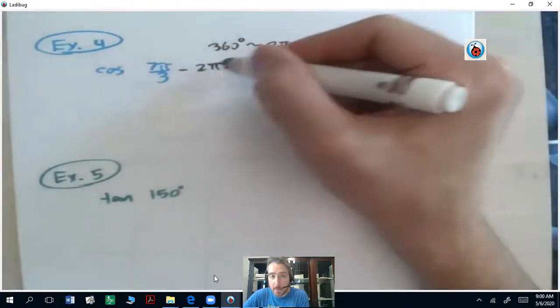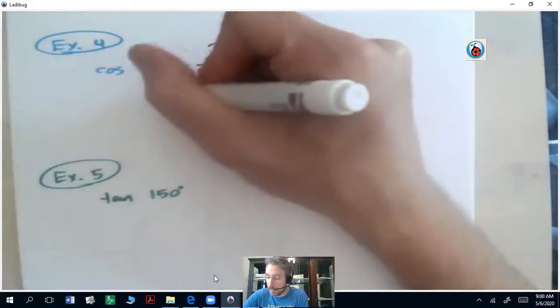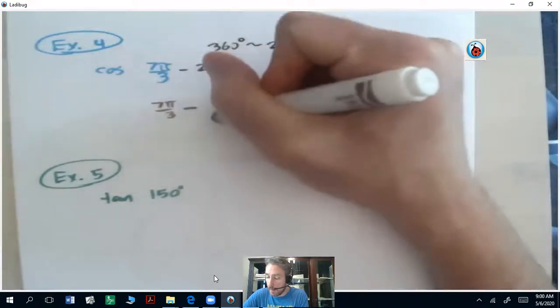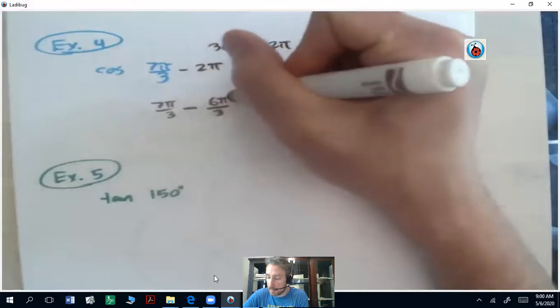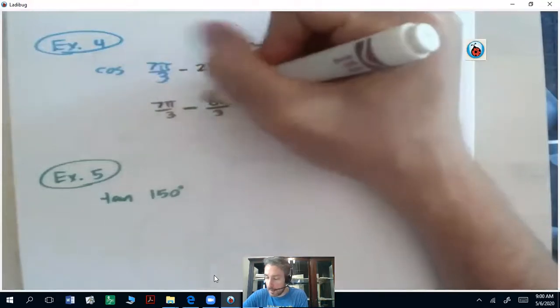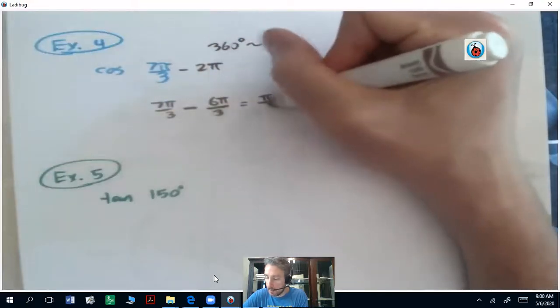Well, to subtract 2 pi, you have to have the fraction in terms of the same denominator. So 7 pi over 3, what divided by 3 is equal to 2? That's going to be 6. So 6 pi over 3 is equivalent to 2 pi. Now you can subtract the 7 pi and the 6 pi, and that's 1 pi over 3.